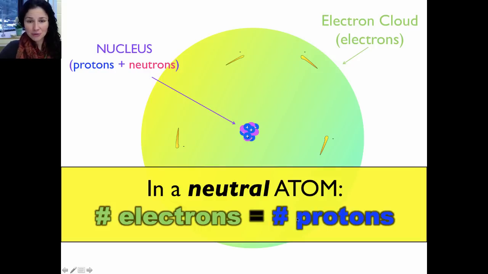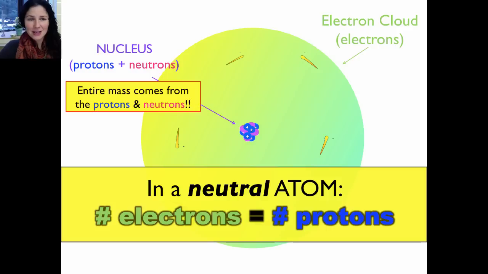The other thing that's really important to know is that the nucleus is the heaviest part of the atom. The electrons are almost weightless. Just like clouds in the sky are almost weightless, electron clouds are almost weightless. And so the entire mass of an atom comes from the protons and the neutrons. So these are the things that contribute to the weight or the mass of any atom.